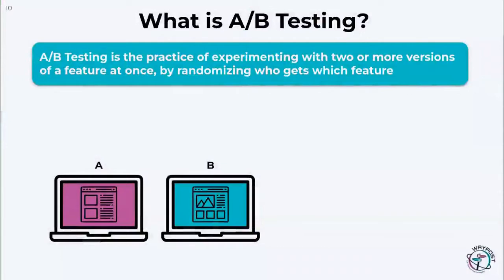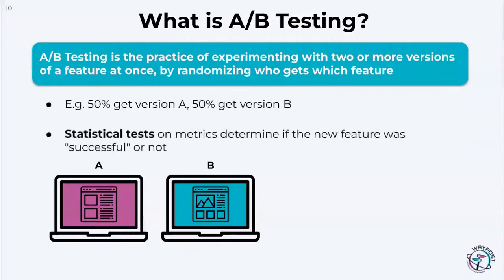A/B testing is a common method used by product development teams to test the impact of a new feature. It's experimenting with two or more versions of a feature at once by randomizing who gets which feature. Typically, you'd show 50% of users version A and 50% of users version B. Then compare some metrics between the two groups. You then determine whether there was a significant difference in the metric and how much the difference was.